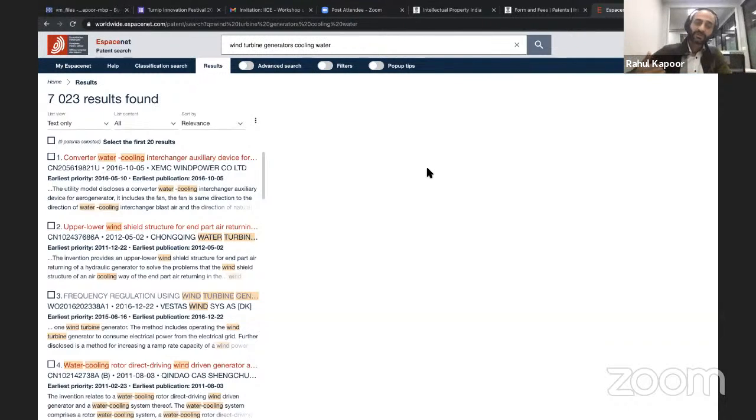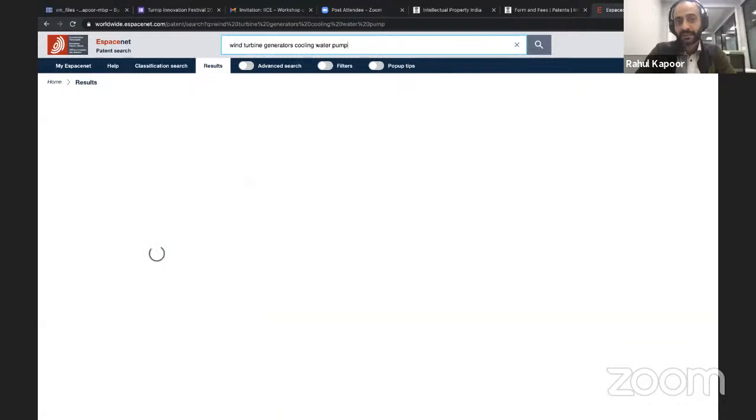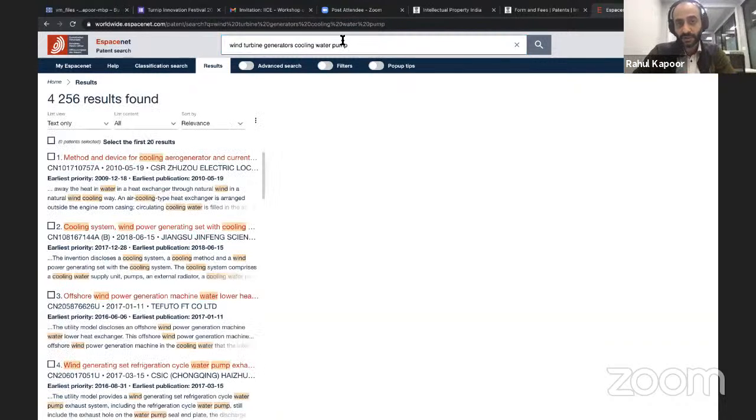You can add features and specifications to your idea and keep adding them. So suppose there's a pump in the system. You are inventing a pump that properly circulates the water within the cooling jacket of the wind turbine generators. So you can see every time I add one feature or one object or one specification, things are getting more narrow.